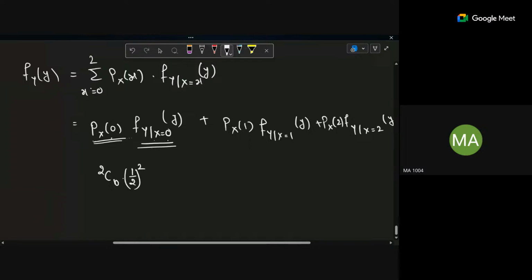2, right? Yes. Okay. And what is this? Y given x is equal to 0 is following normal distribution with mean 0 and variance 1. So 1/√(2π) into exponential to the power minus y square by 2, right? Yes. Okay. What is px of 1? So it's 2C1 1/2 square again, right?